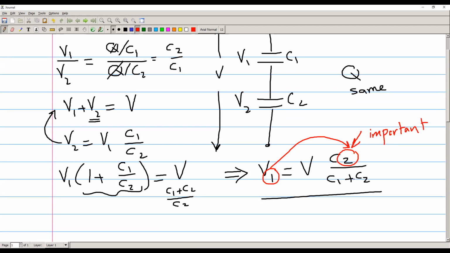Okay? So similarly, V2 will be equal to V times what? Times what? C1 over C1 plus C2. Right. Correct. Okay.